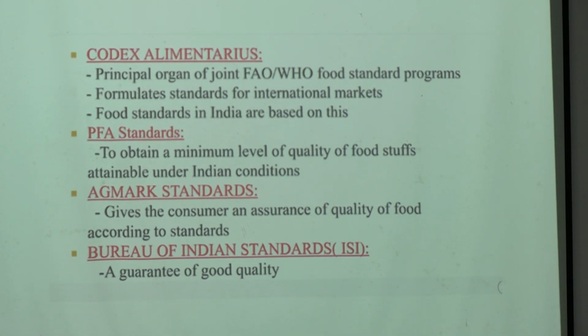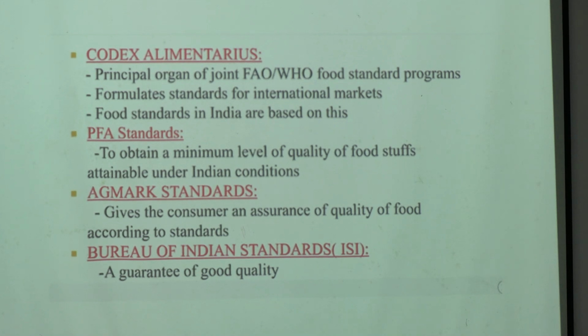Then you have the PFA standards, Prevention of Food Adulteration, to obtain a minimum level of quality of foodstuffs attainable under Indian conditions. We cannot do everything the Western countries do because of certain things like climate. Then AgMark standards, they give an assurance of quality of food according to standards. And of course you have the ISI mark, supposedly a guarantee of good quality, usually of Indian standards. Another question which is asked is FSSAI, Food Safety and Standards Authority of India, 2006.